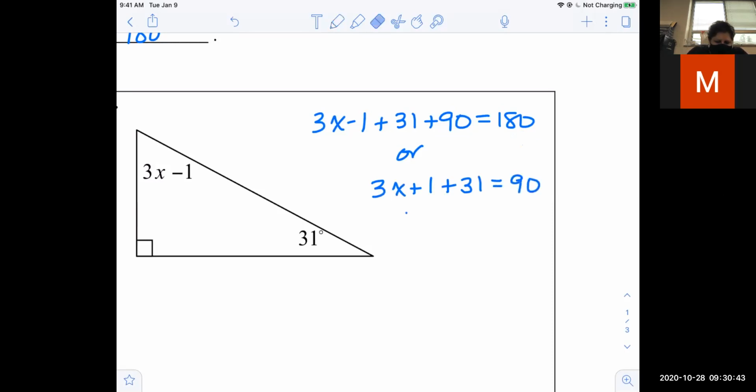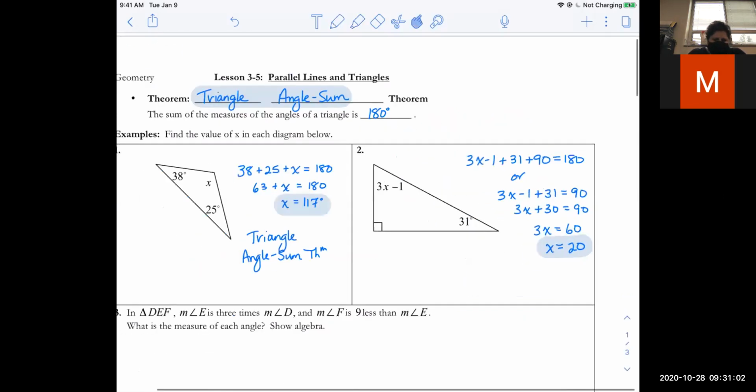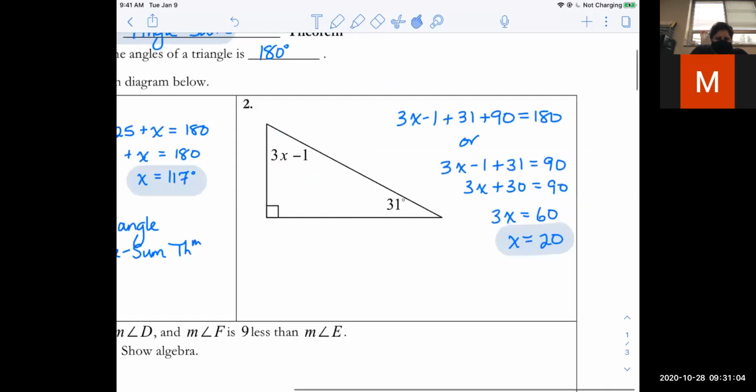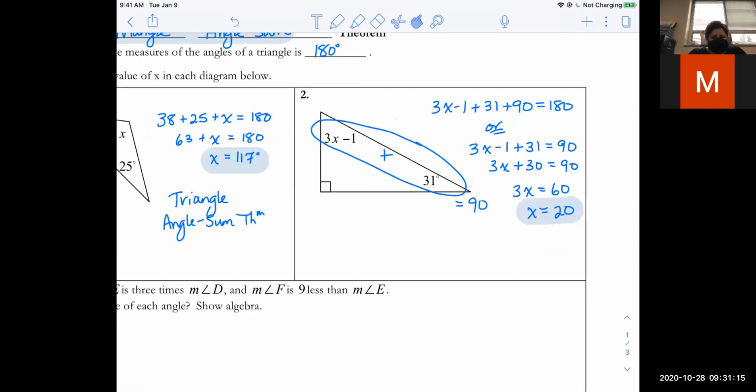Oops, 3x minus 1. Let's copy that. Okay, so we have 3x plus 30 equals 90. So 3x is 60, and x would be 20. It didn't ask you to solve for angle measures here. It just said to find the value of x. So these two together would add to 90 because you already used 90 out of the 180.